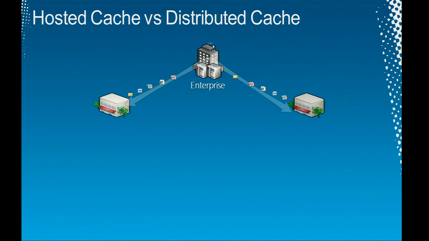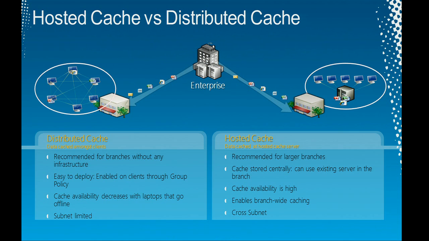What's the real difference in the two? Distributed cache. Recommended for branches without any infrastructure. So you already have clients there, you don't have a server there, you don't want to put a server there. So perfect solution for you.